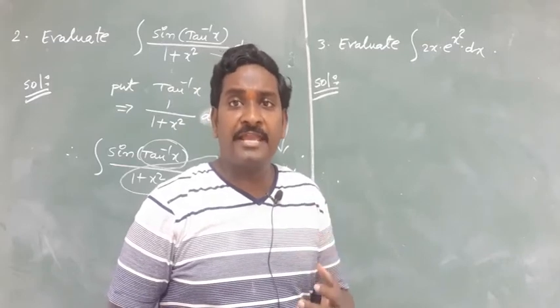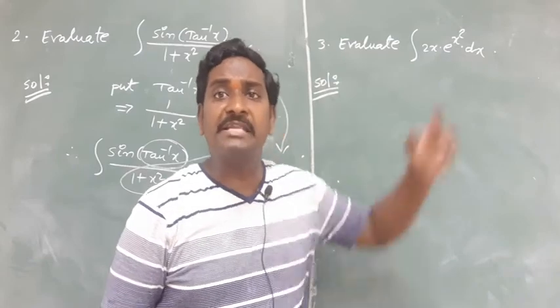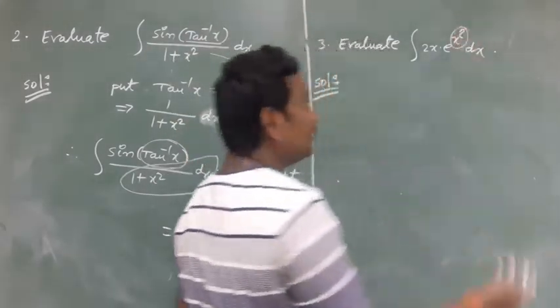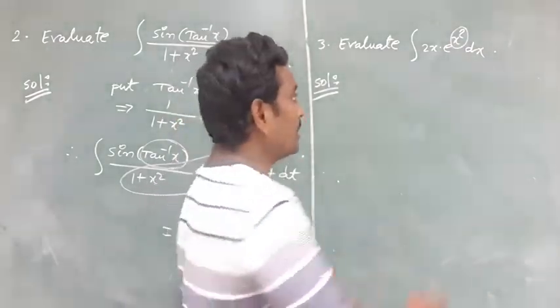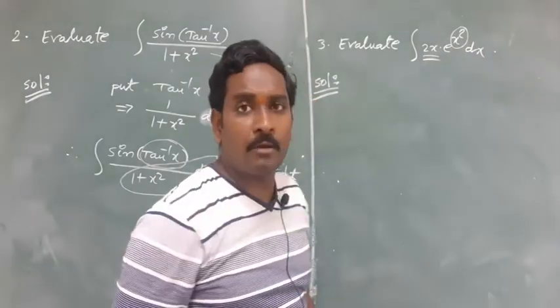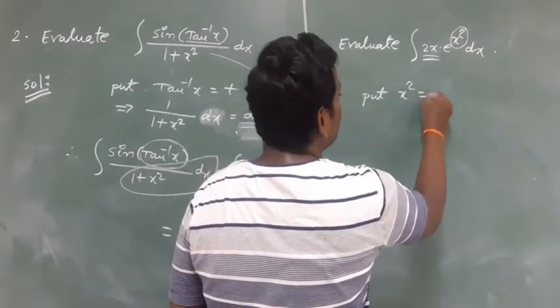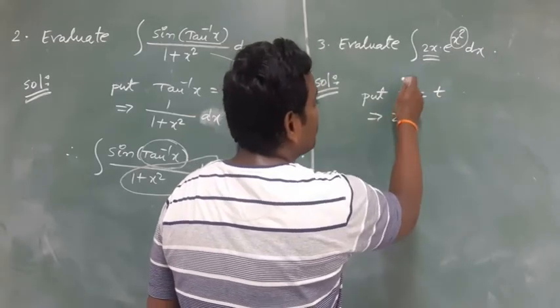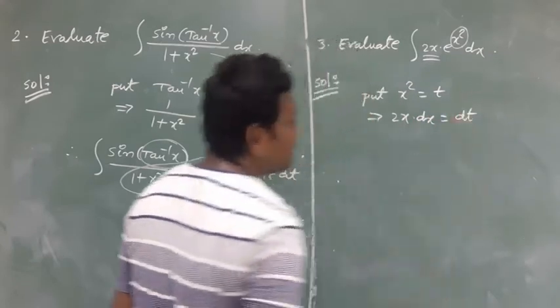Definitely you will get a term in the given function whose derivative is also a part of that problem. If we take x square is equal to t, the derivative of x square is 2x. So 2x is already a part of the problem. That's why we put x square is equal to t, and its derivative is 2x. Directly you can write here 2x dx is equal to dt.